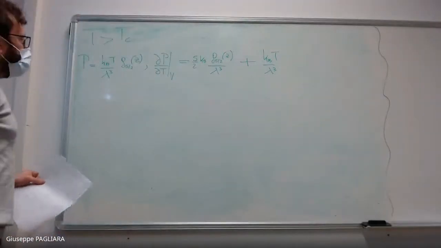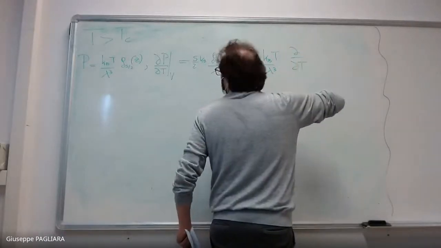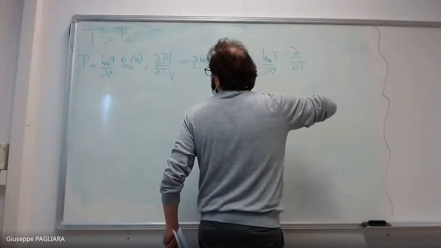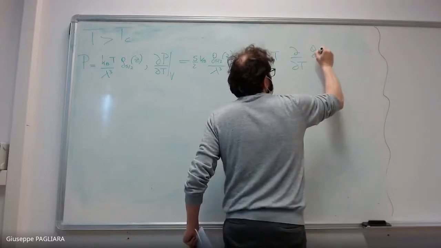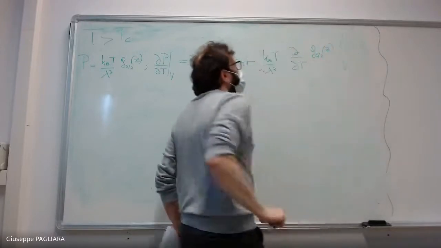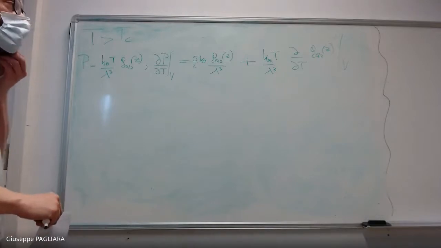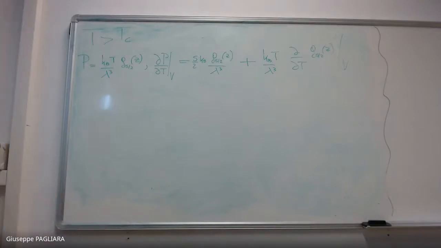And then I have the derivative with respect to temperature of... fixed volume, but I can remove this volume now, because this is a function actually just of z, which in turn is a function of T and beta. Okay, so now the thing is to compute this quantity.